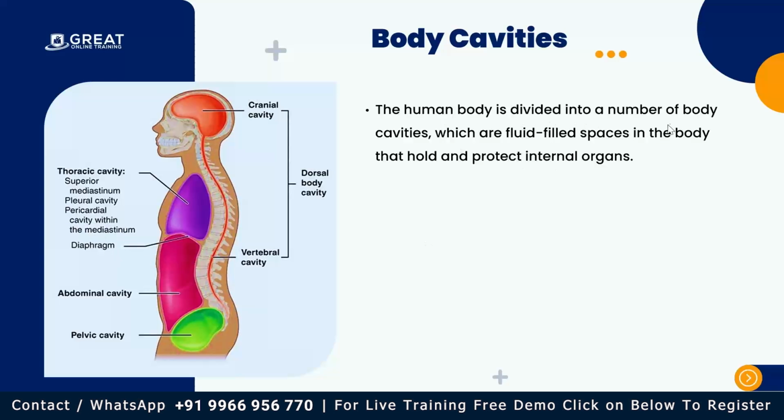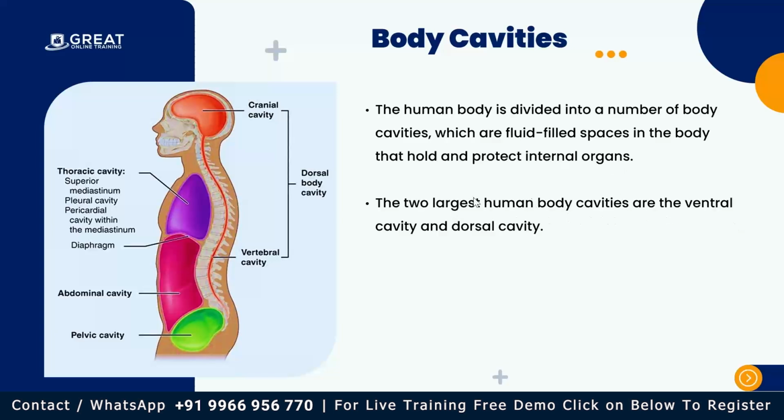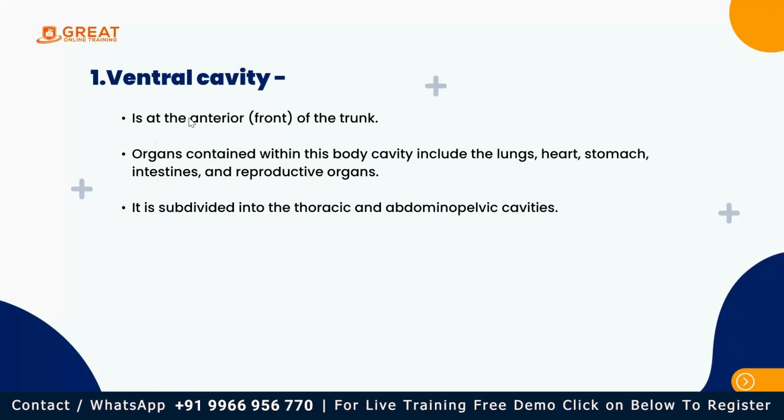So the human body is divided into a number of body cavities, which are fluid filled spaces in the body that hold and protect internal organs. The two largest human body cavities are the ventral cavity and dorsal cavity. The ventral cavity and dorsal cavity are the two largest body cavities. These two body cavities are subdivided into smaller body cavities. Okay? So the ventral body cavity is at the anterior or front of the trunk. Organs contained within this body cavity include lungs, heart, stomach, intestine, and reproductive organs. And it is subdivided into thoracic and abdominopelvic cavities.